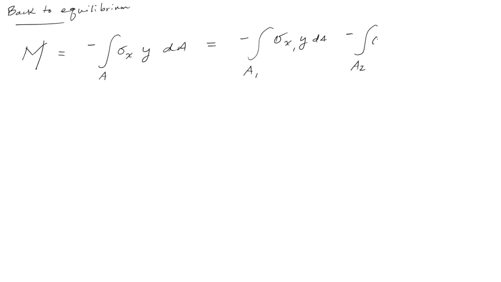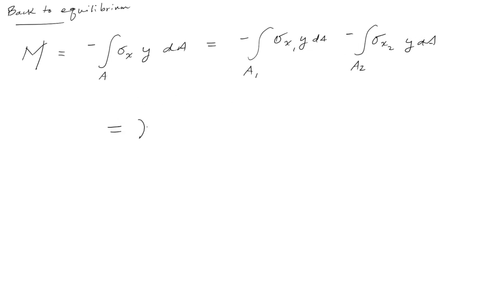We have the moments. All of the external moments better be balanced out by the internal ones. This is from previous lectures. We've been through this same calculation. And then we can break that integral up into area 1 with sigma x1 y dA minus area 2 sigma x2 y dA. Okay, and then plug in our quantities.